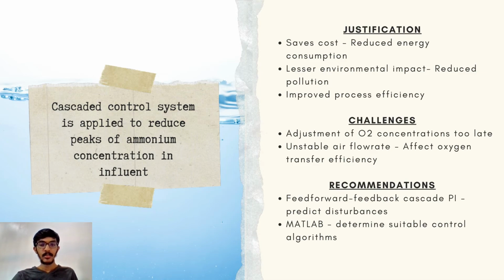Two different challenges for this system are the late adjustment of oxygen concentrations for aerobic reactors due to unpredictable disturbances, and varying or unstable airflow conditions, which affect oxygen transfer efficiency. Suggested recommendations are using a feed-forward feedback cascade PI controller to predict and adjust for disturbances, and to use MATLAB to determine suitable control algorithms for maximizing efficiency of the process and saving costs.